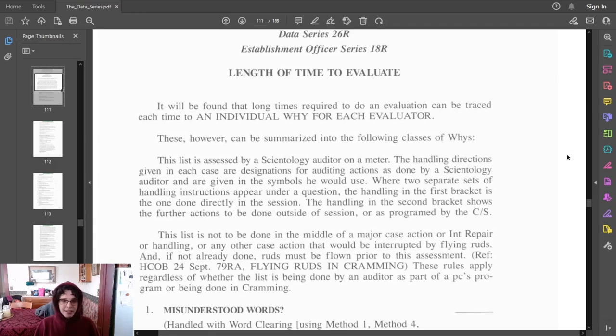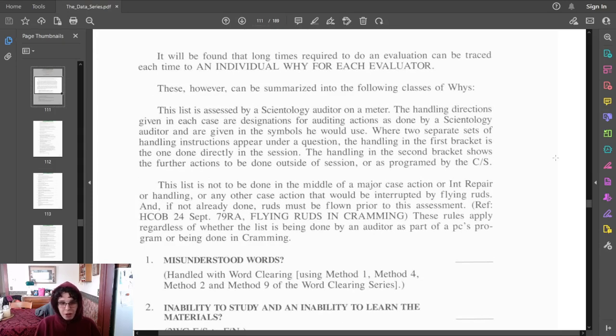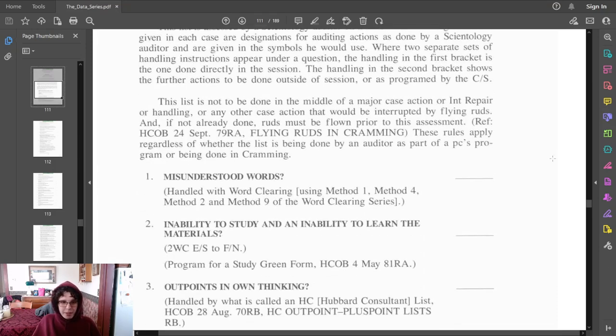This list is not to be done in the middle of a major case action or interiorization repair or handling, or any other case action that would be interrupted by flying roots. Roots are rudiments, and it's just things like, are you upset with anybody? Do you have an ARC break? Do you have a present time problem? Things that would cause a person to not be able to go into an auditing session. And if not already done, roots must be flown prior to this assessment. See the 24th of September 1979, called Flying Roots and Cramming. These rules apply regardless of whether the list is being done by an auditor as part of a PC's program or being done in cramming.